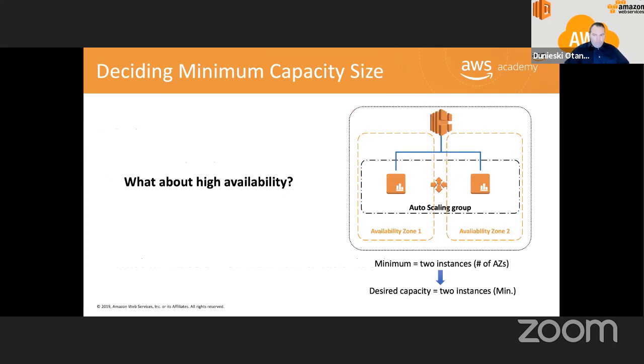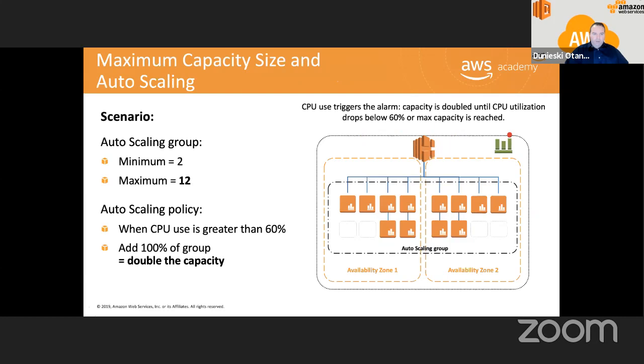So that's the best practice: 1 per availability zone, okay? And AWS recommends having 2 instances minimum, and 2 availability zones minimum, okay? So we're always going to start with 2, no matter what. That's what we have to do, okay?